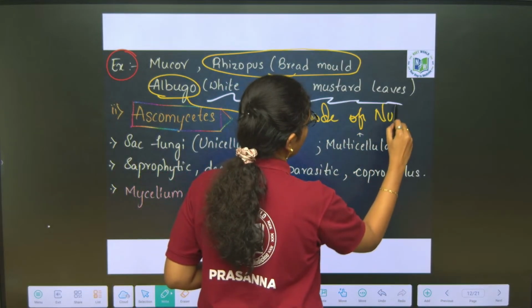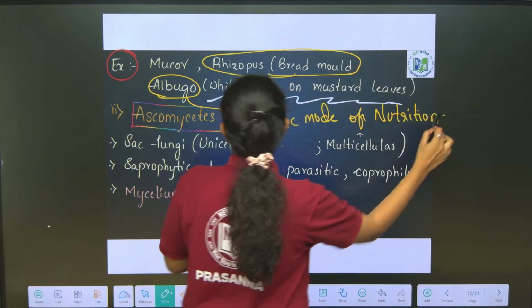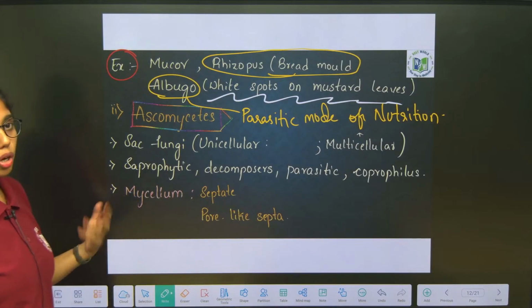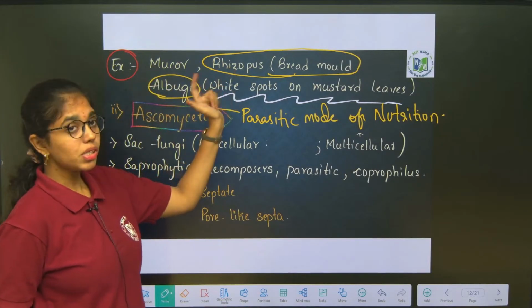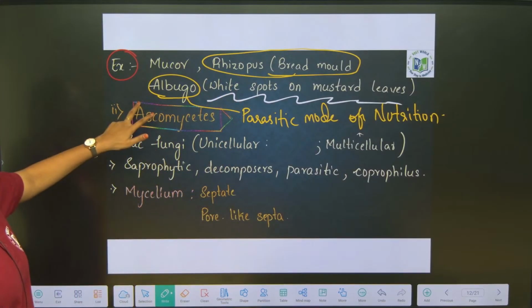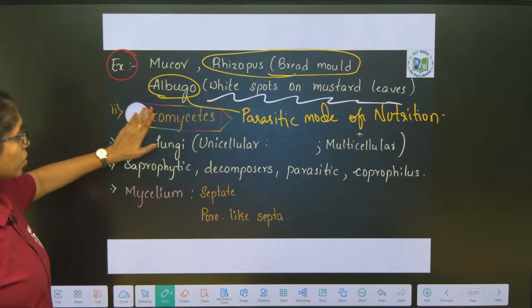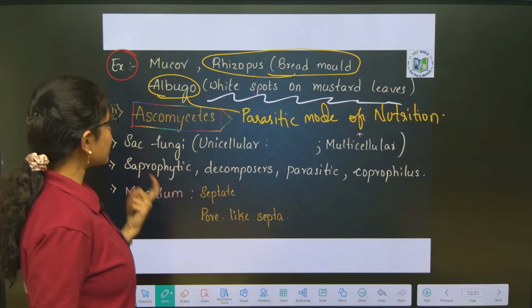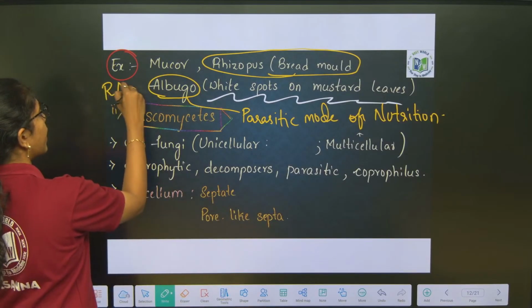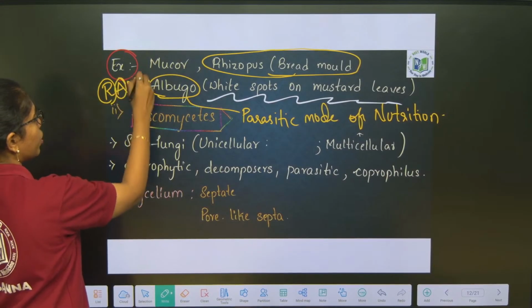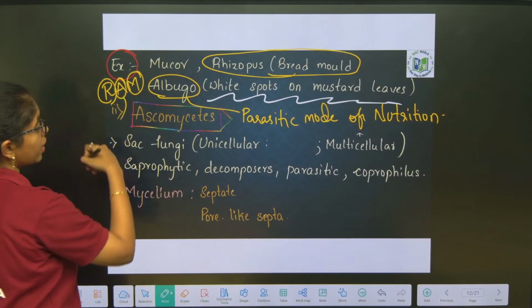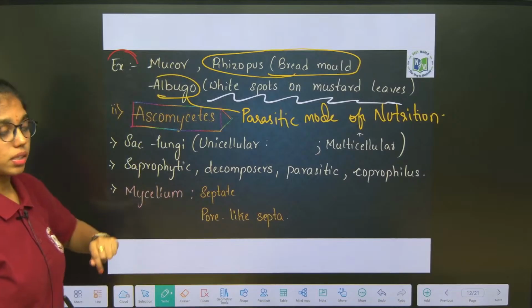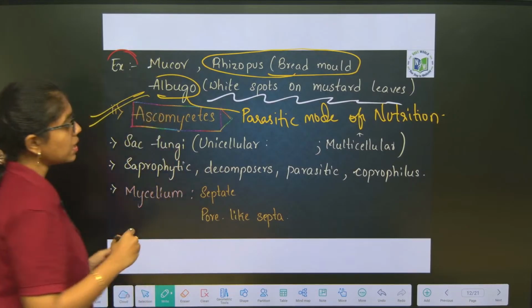Mode of nutrition, which gives you white spots on the mustard leaves. So, the best examples of phycomycetes: mucor, rhizopus, which is also called bread mould, and albugo, which shows parasitic mode of nutrition. This shows parasitic mode of nutrition. So, the examples, how you can remember: RAM, rhizopus, albugo, mucor, wherein albugo comes under oomycetes, rhizopus and mucor under zygomycetes. Clear, right? Next, ascomycetes.